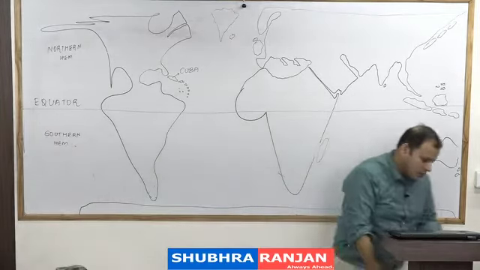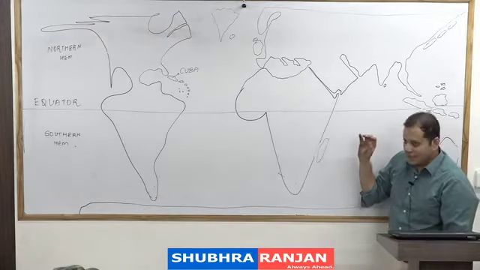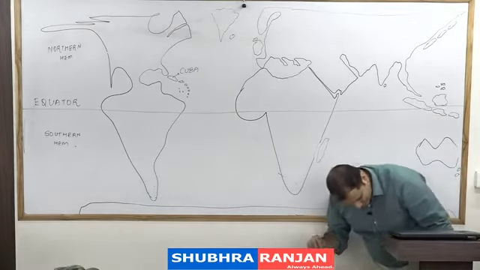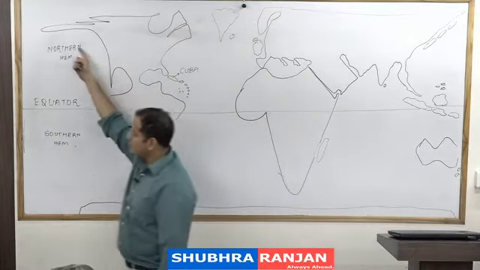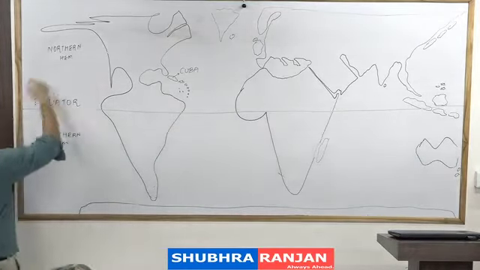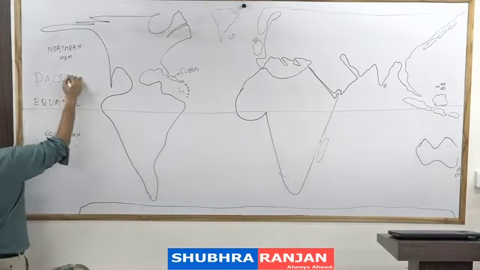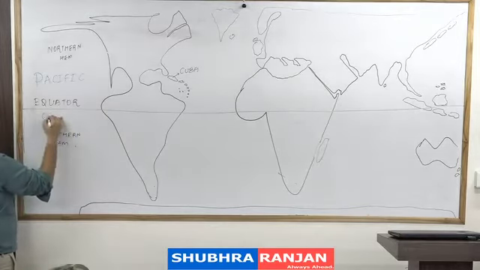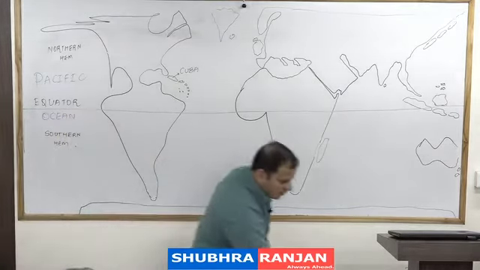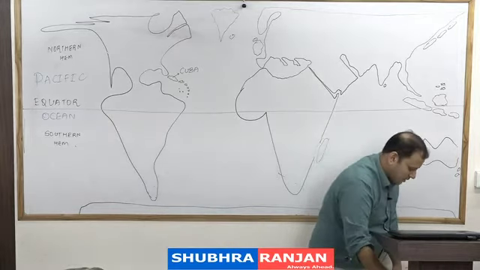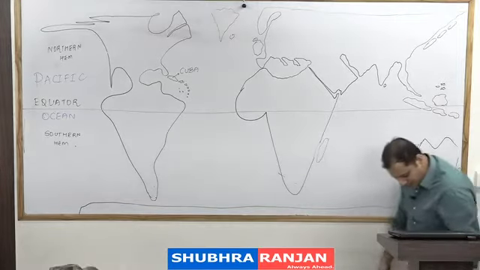So we have north and south hemisphere. Now can anyone tell me the oceans which are here? What is this ocean known as? Pacific Ocean. Can I say it is the largest ocean in the world? Yes. It is also the deepest, and it is also the largest ocean in the world, and it is the Pacific Ocean.